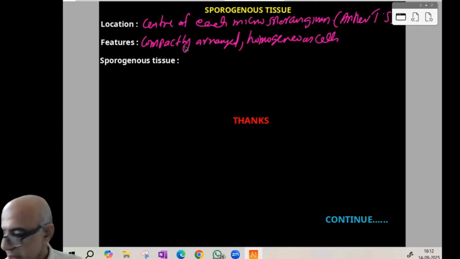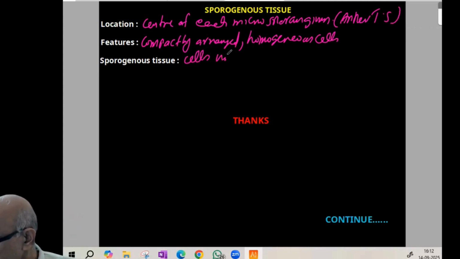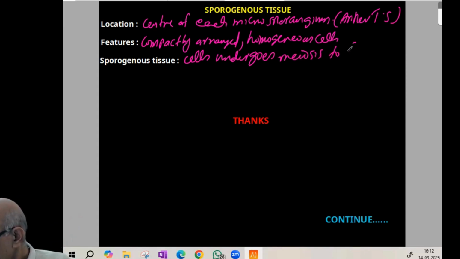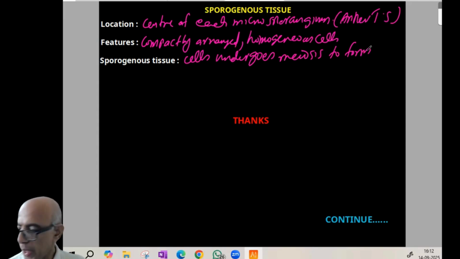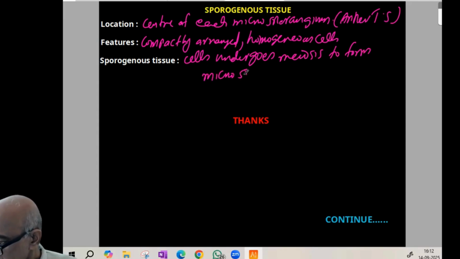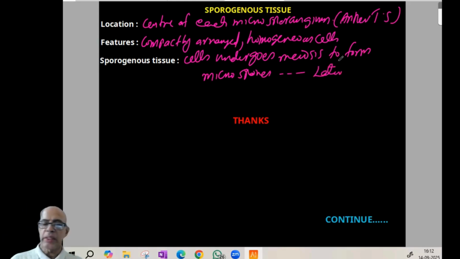Sporogenous tissue cells undergo meiosis to form microspores. Later, pollen grains etc. will be produced, which we will study in the next episode. So we have mainly dealt with the different wall layers and microsporangium location, etc.